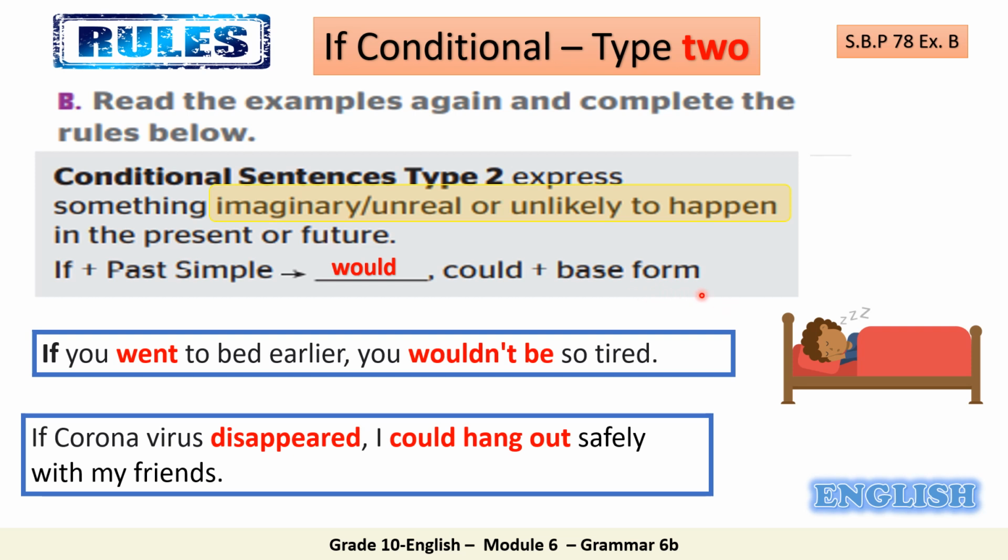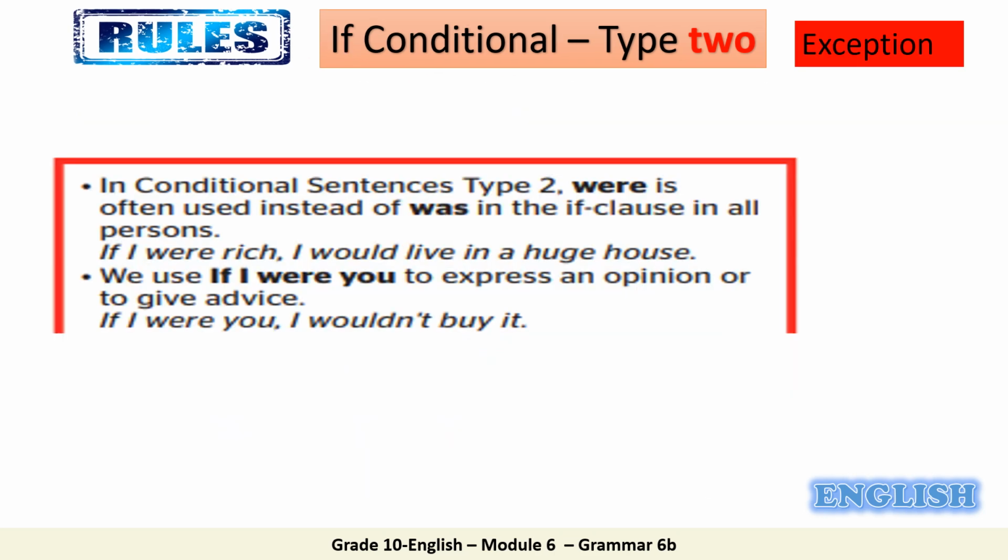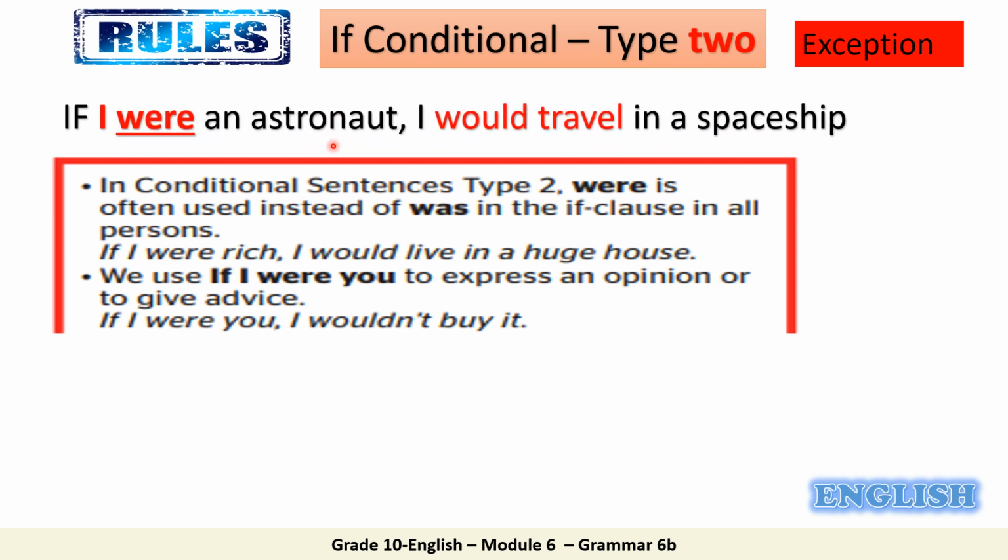Now I want you to pause the video for a while. Try to write sentences using if conditional type 2. Now let's find out more about the rules of if conditional type 2. We have an exception here. Let's read the following sentence to find out about the exception. If I were an astronaut, I would travel in a spaceship.